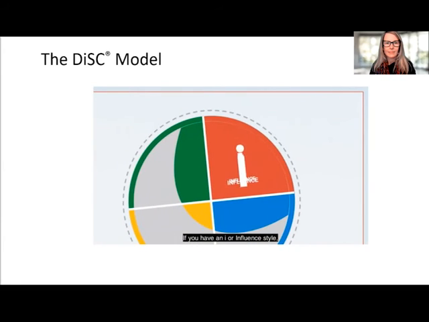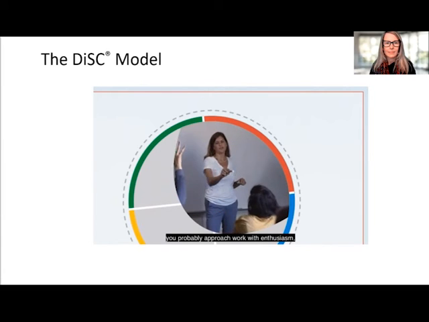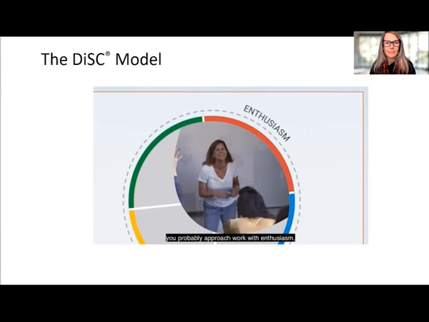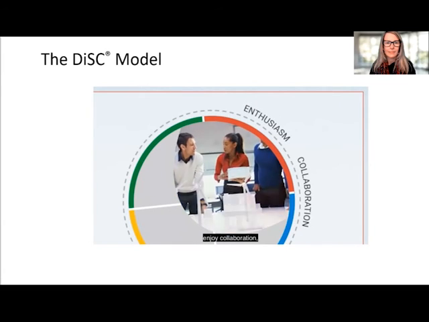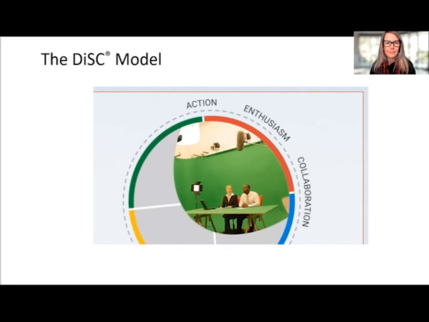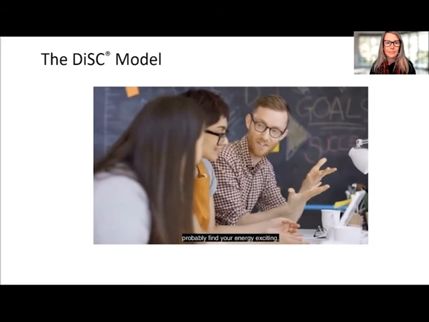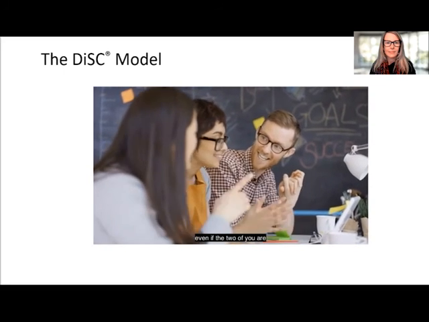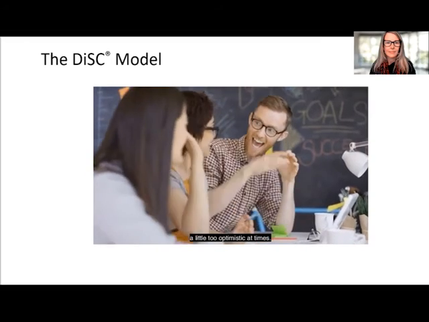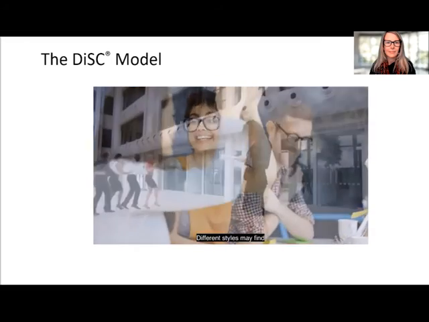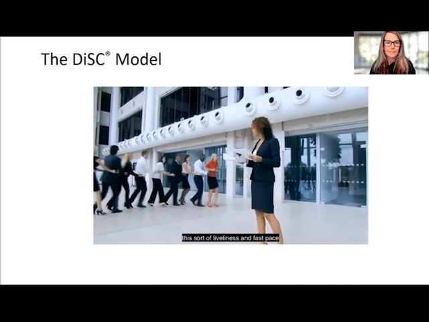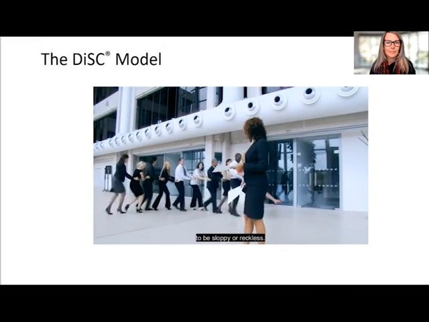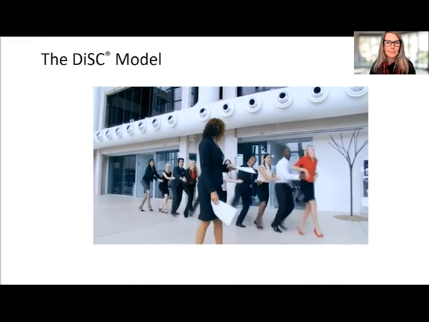If you have an I or influence style, you probably approach work with enthusiasm, enjoy collaboration, and take quick action. Others with the I style probably find your energy exciting, even if the two of you are a little too optimistic at times. Different styles may find this sort of liveliness and fast pace to be sloppy or reckless.